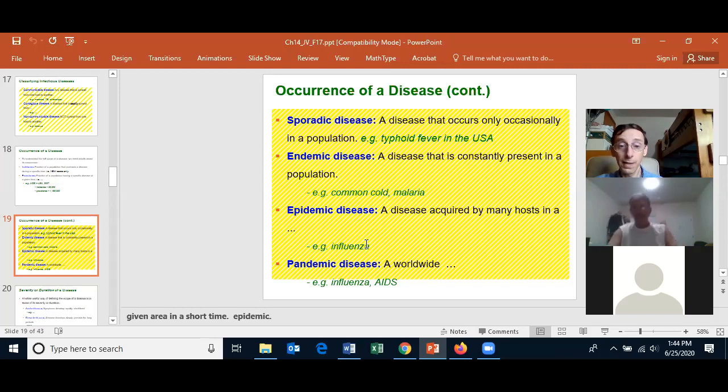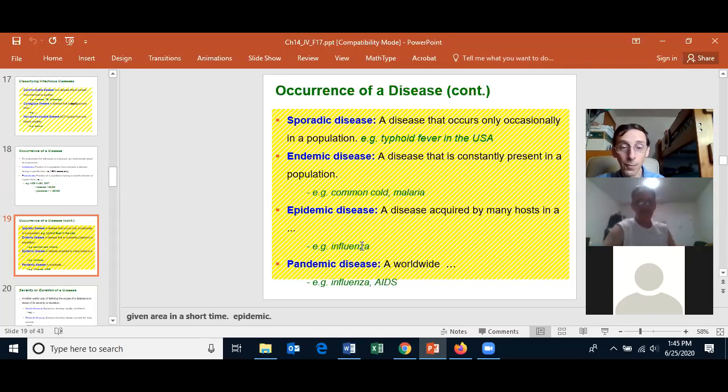Like when there would be an influenza epidemic in the United States or in North America, we'd call that an epidemic. Once it spreads beyond one continent, we then call it pandemic. And every pandemic so far has become worldwide.